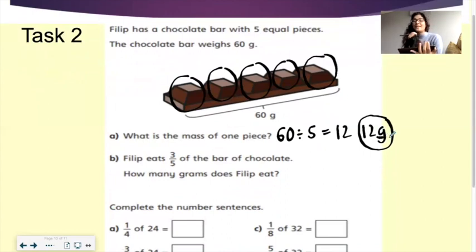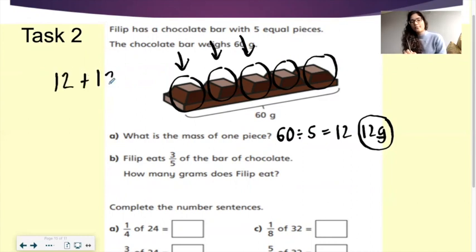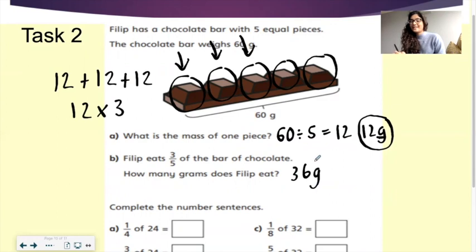Do not forget your grams. Part B, Philip eats 3/5 of the bar of chocolate. How many grams does Philip eat? So that means that Philip eats this piece of chocolate, this piece of chocolate, and also this piece of chocolate. So you add 12 3 times. So you do 12 plus 12 plus 12, otherwise known as 12 times 3. And that then equals 36. Again, not forgetting your grams there.